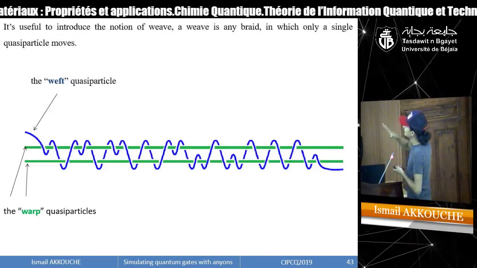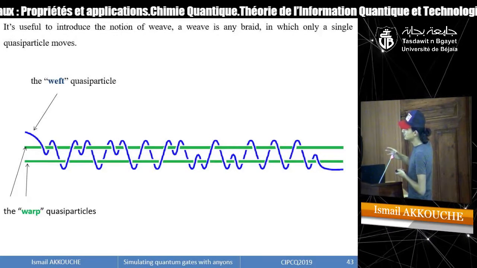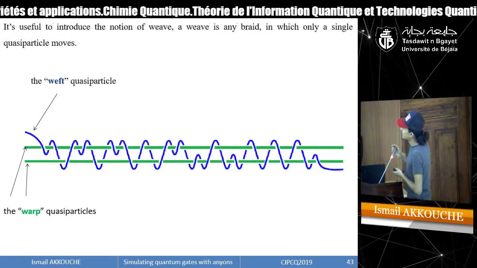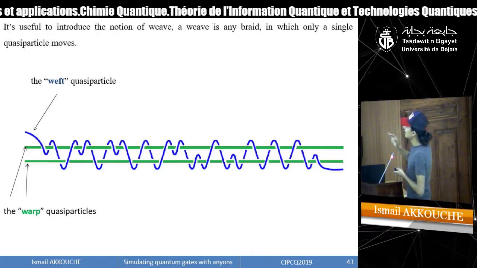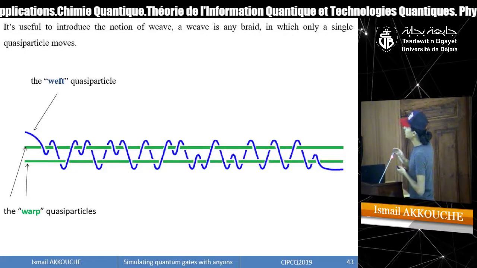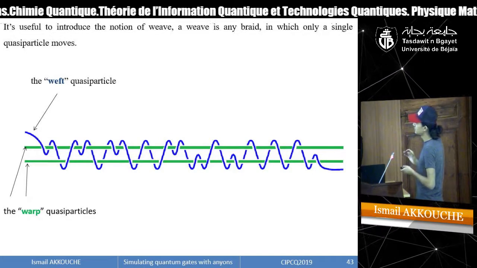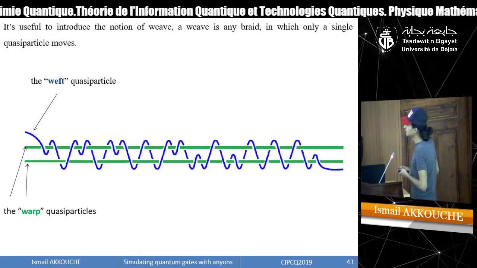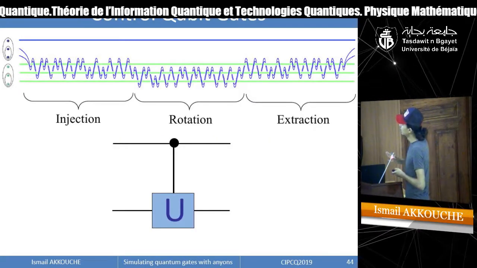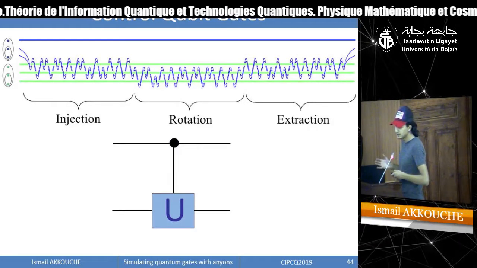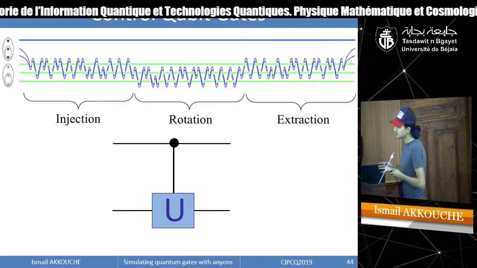At this stage, it's useful to introduce another notion called the weave. In the weave, only a single quasi-particle moves. This mobile quasi-particle is called the weft, and the other two, the static quasi-particles, are called the warp quasi-particles. So this is the control qubit. There are many tricks to do that. Actually, not many, just three tricks to do that.